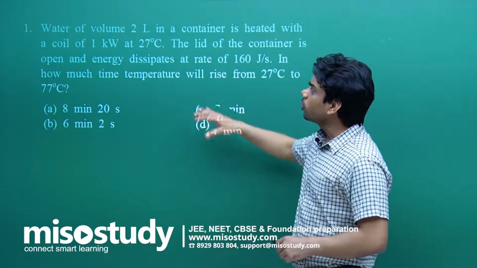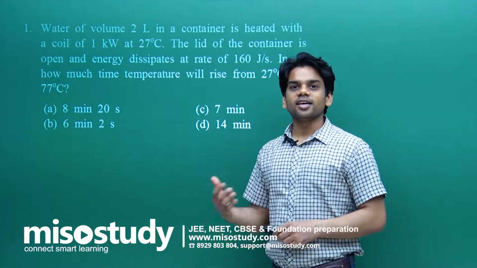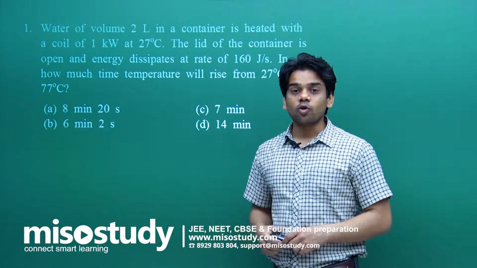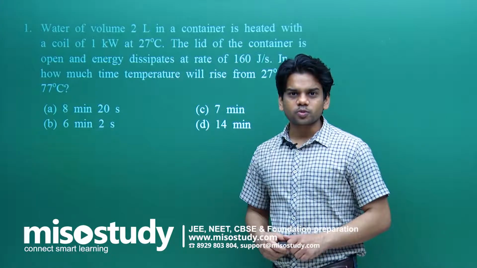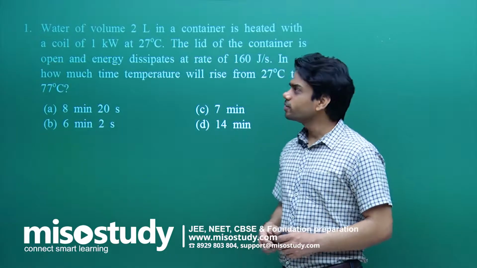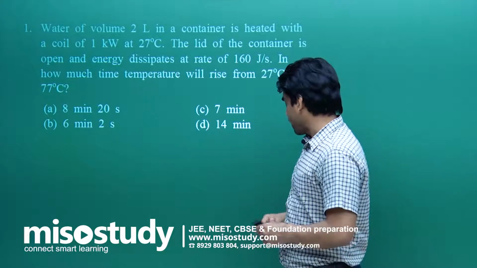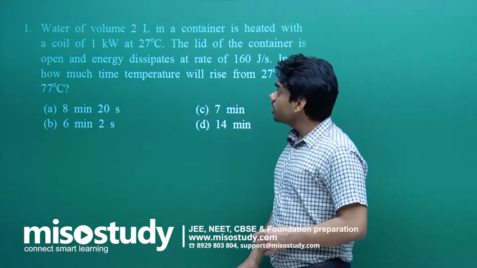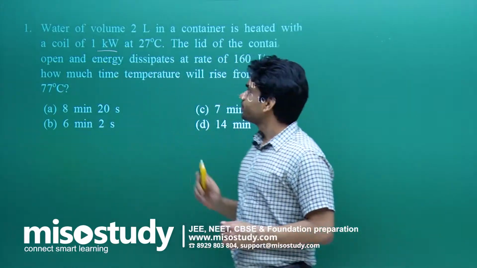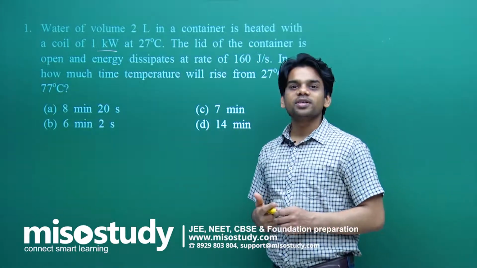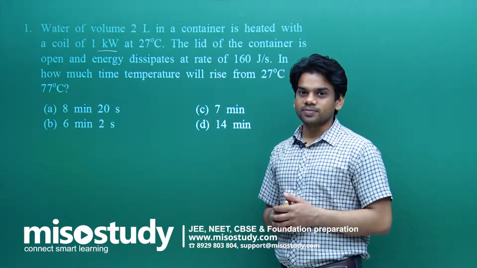You see here, water of volume 2 liter. We all know that in our heat equation we need the mass of water. 2 liter of water means we can take its mass to be approximately 2 kg. We'll be using 2 kg for it. The 2 liter in a container is heated with a coil of 1 kilowatt at 27 degrees Celsius. Now see here, the coil is of 1 kilowatt. 1 kilowatt means 1000 joule of energy per second will be taken up by water.